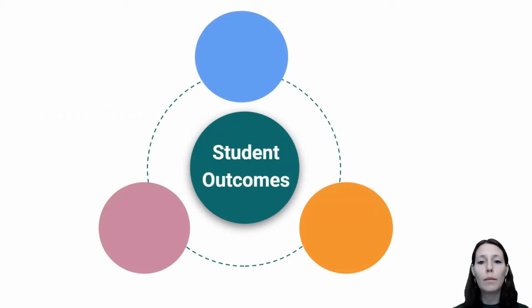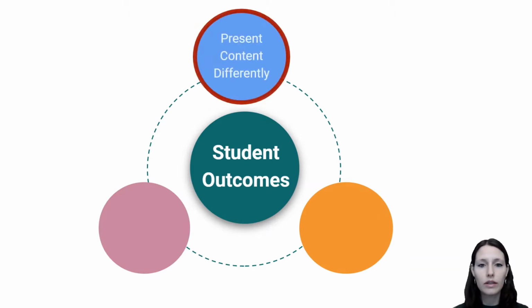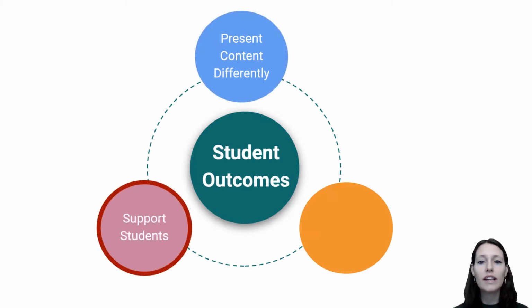Now, there are three promising angles with the one goal of improving student outcomes. The first angle is presenting content differently. What if we have students complete tasks in a different way? Maybe that will improve their outcomes. The second angle is supporting our students. Maybe if students feel better about their abilities, it will improve their outcomes.